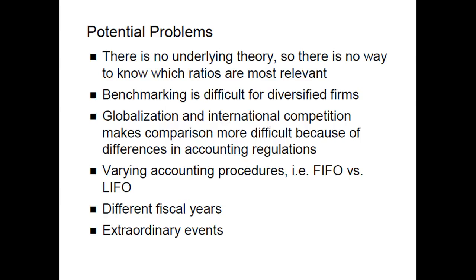Now, there's no underlying theory. So, although this says there's no way to know which ratios are most relevant, that's not quite right. You know, by listening to things like this, you gain experience, you map it to their business model. If a company's business model is focused on operational excellence, like Walmart, then I would look at the operating metrics. If a company's business model is focused on innovation, then I look at their R&D portfolio, profitability, merger and acquisition strategy, things like that.